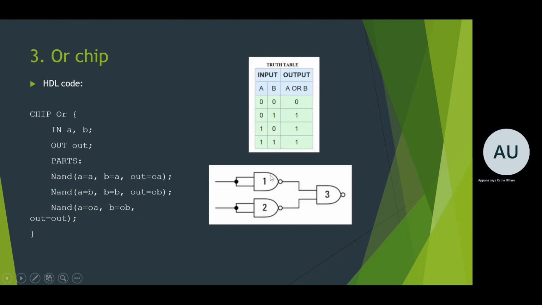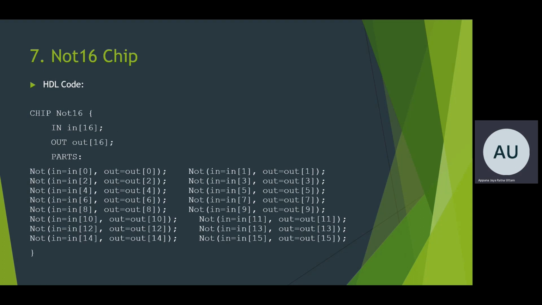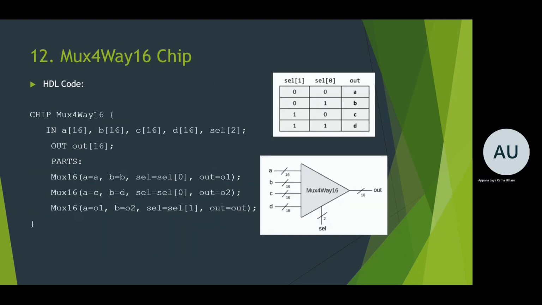Similarly, for OR, we use two NAND gates at first to make A into not A and B into not B. And again, we add a new NAND gate to get the OR. Here we use De Morgan's law to justify this operation. And for XOR, this is the diagram and this is the truth table. In a similar way, we write the HDL codes for all the 15 chips mentioned earlier.